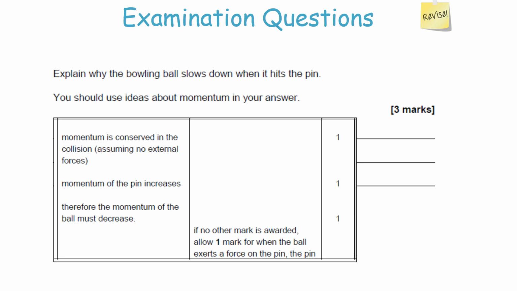Now that means that the individual objects in the system can change their momentum, but the system as a total stays the same before and after the collision. Because the bowling ball is slowing down, and momentum is mass times velocity, its momentum must be getting lower because its velocity is getting lower. Because the pin was stationary and now it's moving, its velocity is higher, so its momentum must be going up. So the momentum of the pin increases whilst the momentum of the ball decreases at the same point.